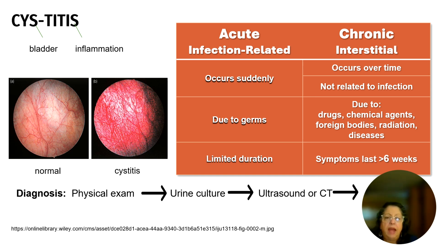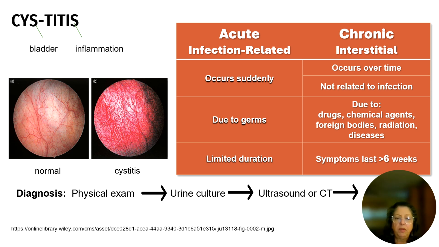So when we look at the difference between the two types, acute and chronic cystitis, one is infection related, that's acute. It occurs suddenly, it's due to germs or bacteria, and it's limited in its duration. Whereas the chronic or interstitial occurs over time. It's not related to infection. It's due to drugs, chemical agents, foreign bodies, radiation, and diseases. And its symptoms last greater than 6 weeks.